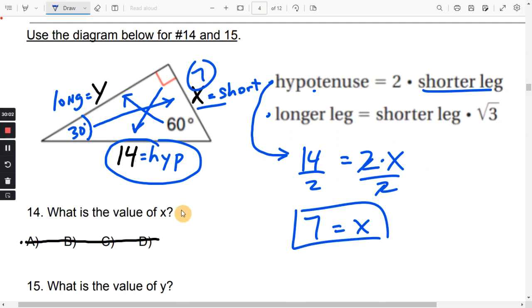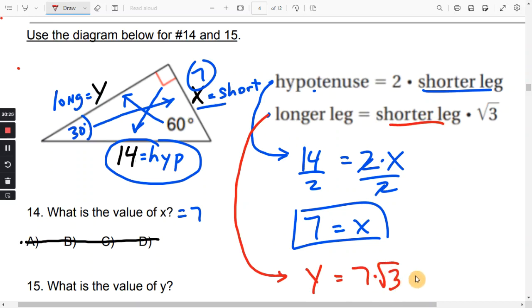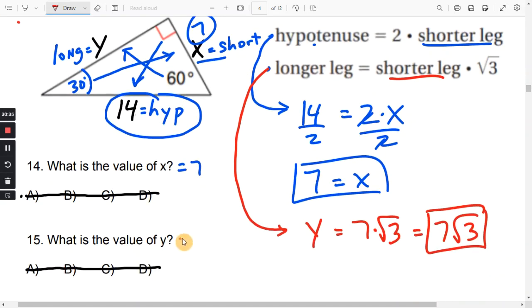And now, to get the other side, we're going to use the other formula. I'll do it in a different color. We have the long leg, which is y, and that equals the short leg, which we found to be 7, times radical 3. So it's 7 times radical 3, and there's nothing to do there. It's just 7 radical 3. I'll leave the answers in that form for the multiple choices. So 2 problems in 1.